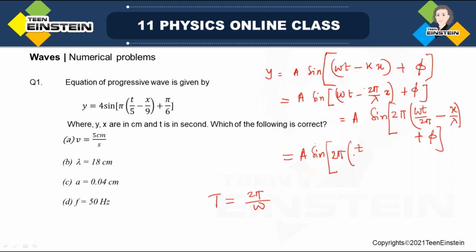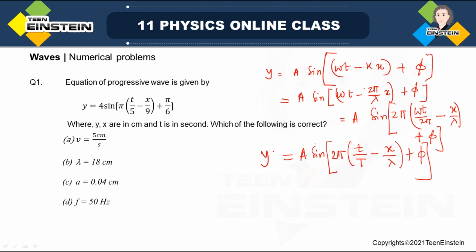So we can write t by capital T. This is time, arbitrary time. This is the time period of the oscillation. And see, we have got this x by lambda already, and we have got phi over here. All right, now you can see the equation I have written here is similar to the equation given.